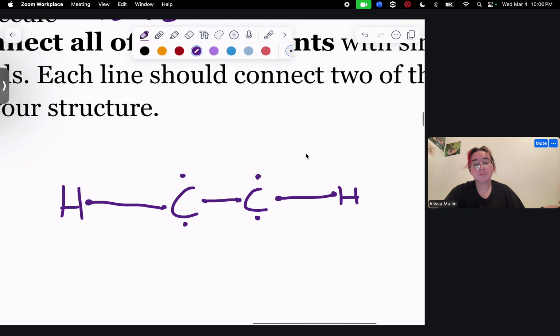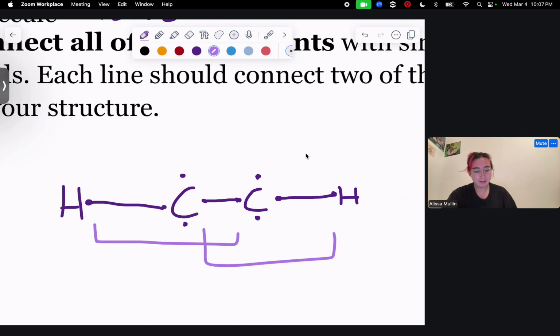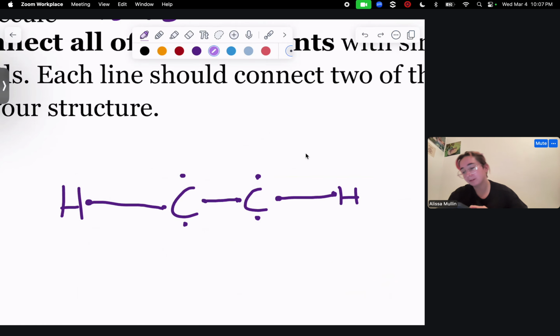And then again, check if they're happy or not. And if not, we're going to have to change it a little bit. So, take a look at it. Hopefully we notice the hydrogen has 2, so that's happy. But then my carbons, both of them, are not happy. They only have 6 electrons right now, which is not enough.